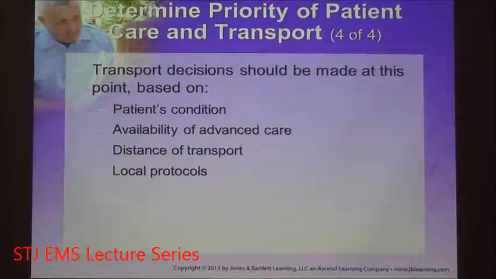So transportation decisions should be made based on the patient's condition, the availability of advanced life support, and their estimated time of arrival, and match it. If you're 10 minutes away from the hospital and a paramedic unit is 20 minutes away from your location, then EMTs should make the decision to transport.